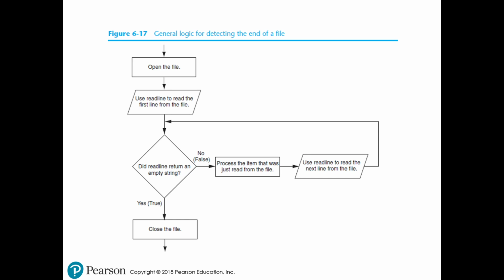Structurally, this is how it's going to work: you're going to open the file, and you're going to use readline to read the first line from the file. Again, this is our priming read. We have to do this a lot, prime our reads or prime our loops, because it's a while loop. We're going to come into that and do a test: did the readline return an empty string? If it didn't, we're going to process that item, and we're going to use readline to read the next line from the file. Then we're going to go back up to the beginning. When readline returns an empty string, we're going to close the file.